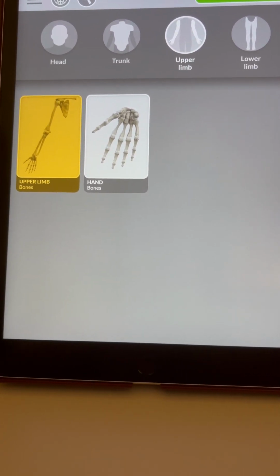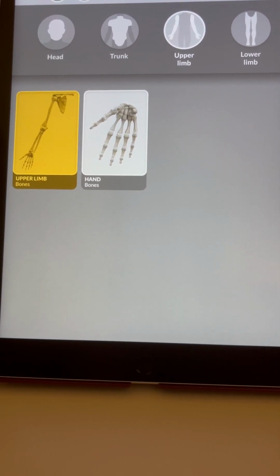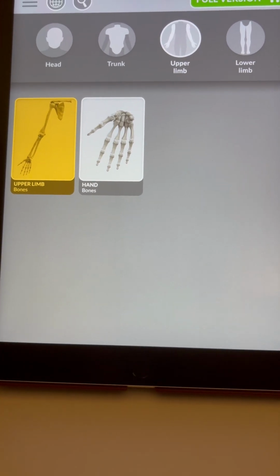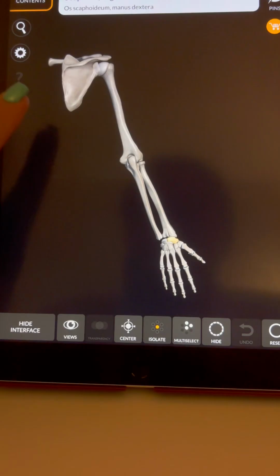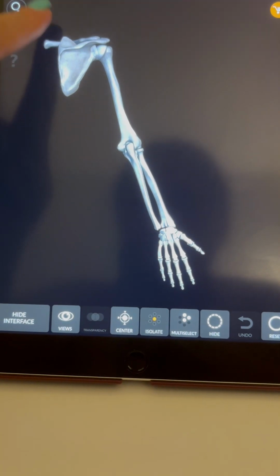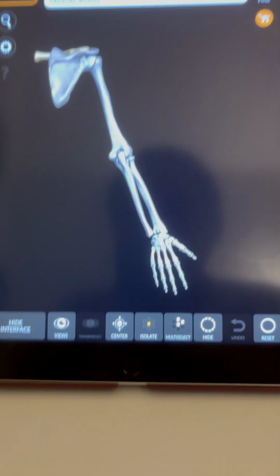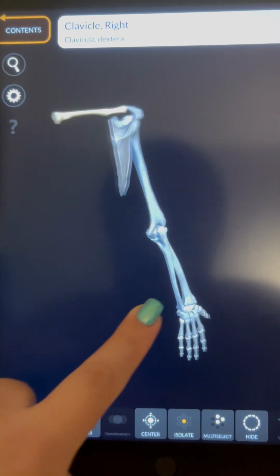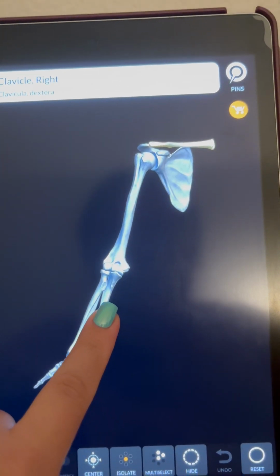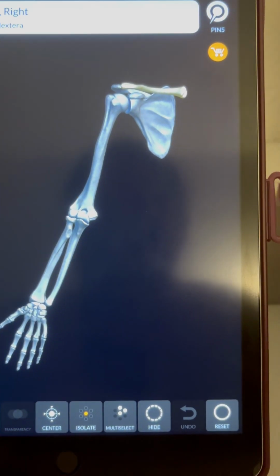Hello all, we're going to be going over the upper limb bones. There's this app that I use called Skeleton 3D. It just helps me visually picture the bones in a 3D manner. So first we'll start off with the clavicle, just right over here. The clavicle is pretty much your collarbone.